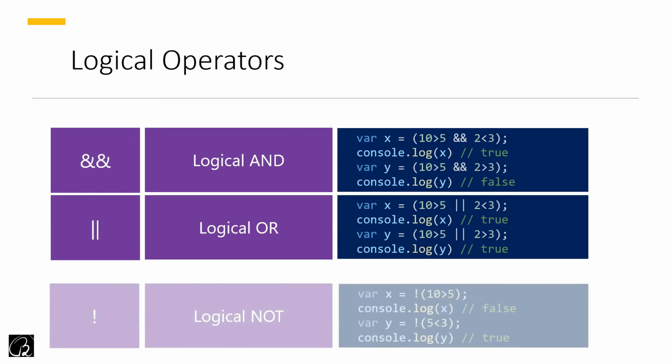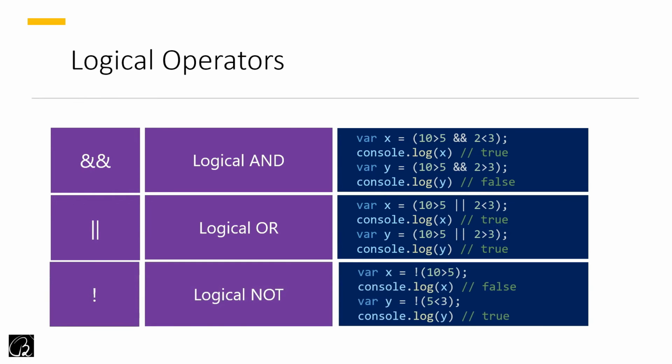Now we have logical NOT, that is the exclamation sign. It will change true to false or false to true. Like 10 greater than 5 will return true, right? But because we have written logical NOT before that, my x will become false. The same thing applies for y. In logical operators, we have a concept called short circuiting. That is very important, useful and interesting. We'll cover this concept in upcoming videos.